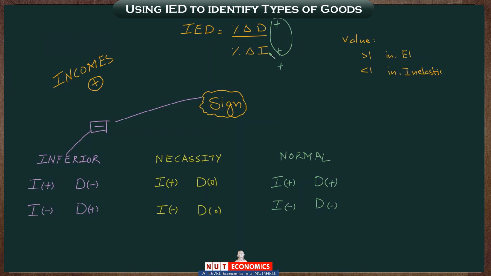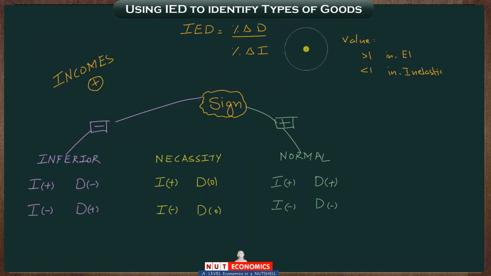Similarly, you can think of a decrease in income. If income decreases, it's a normal good, you will buy less, the demand will also decrease. Again, the overall answer will be positive. And therefore, you always need to remember that if the answer to the income elasticity of demand is positive, then that tells us that we are talking about a normal good.